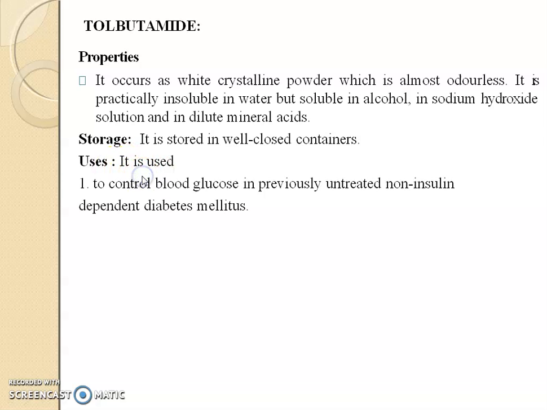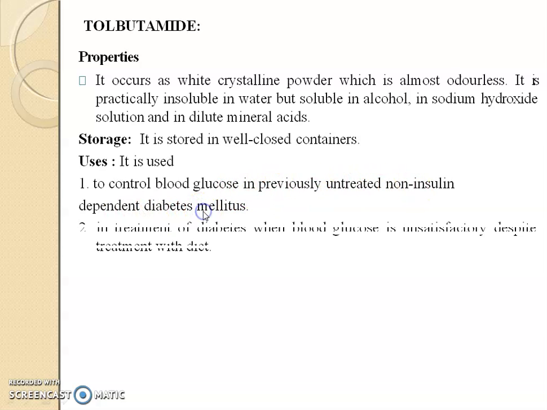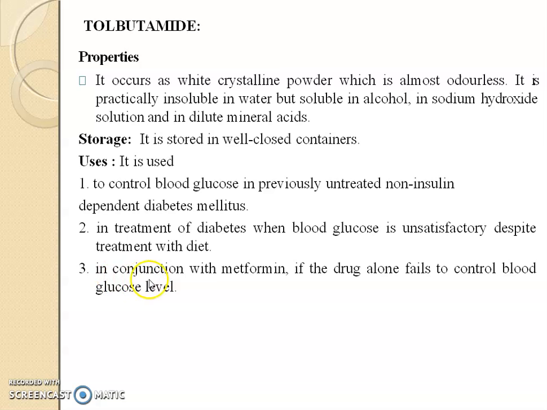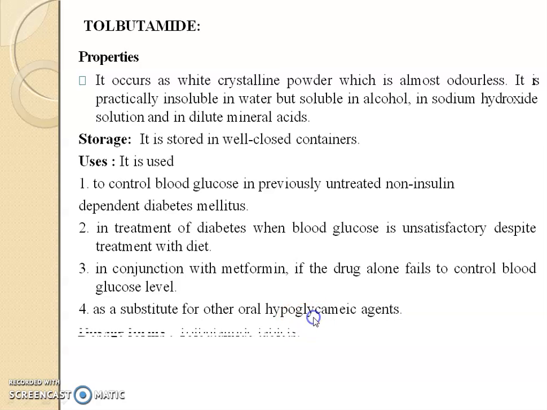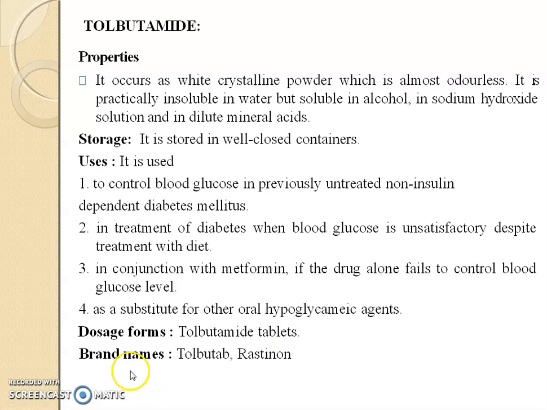Uses: it is used to control blood sugar or blood glucose in previously untreated non-insulin dependent diabetes mellitus, in treatment of diabetes when blood glucose is unsatisfactory despite treatment with diet, in conjunction with metformin if the drug alone failed to control blood glucose level, and as a substitute for other oral hypoglycemic agents. Dosage form: it is available as tolbutamide tablets and brand names are Tolbutab and Rastinol.